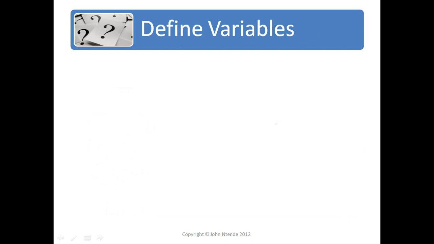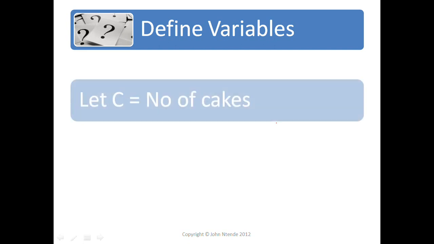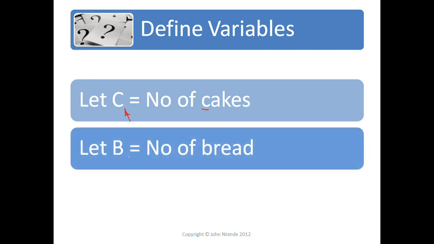Now we said we need to define the variables. The variables are the number of cakes. So you let C equal to the number of cakes. Now this C could be anything else, which is convenient. I'm using C because it's the first letter of cakes. So you let C equal to the number of cakes, and then you let B equal to the number of bread. So C and B are our two variables which we're trying to find.